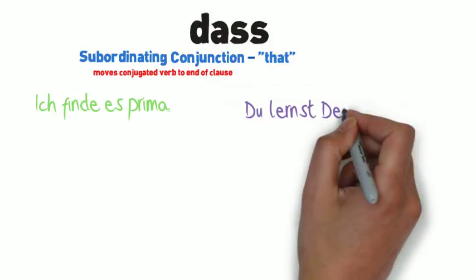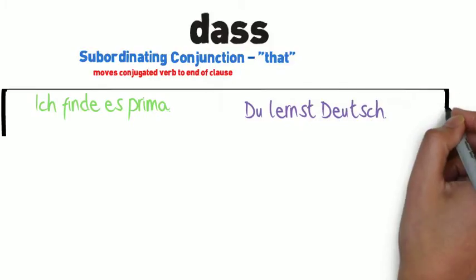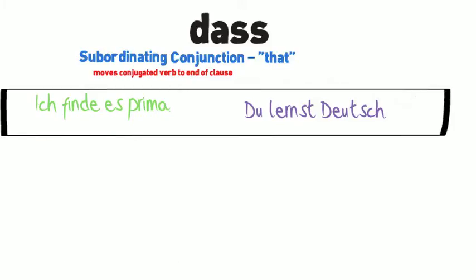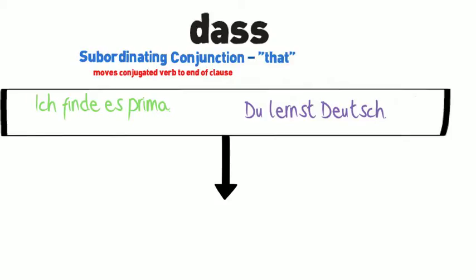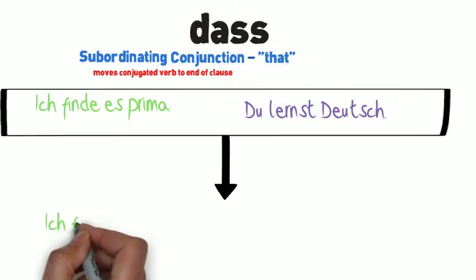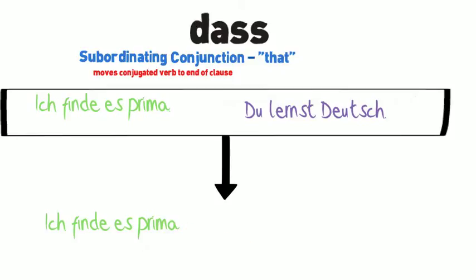So let's say I had two clauses. Ich finde es prima. Du lernst Deutsch. I want to connect these with dass to make the new compound sentence, I think it's great that you're learning German. To do this, I can keep that first phrase intact, exactly as written, but I'll need a comma at the end of it instead of a period.